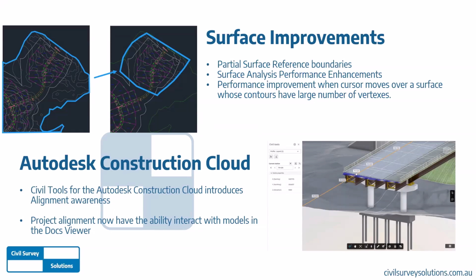navigate along the alignment, get the profile geometry if you've got it, track the position with changes and create perpendicular cuts relative to the alignment and query the models. So some nice tools there if you're using the construction cloud.